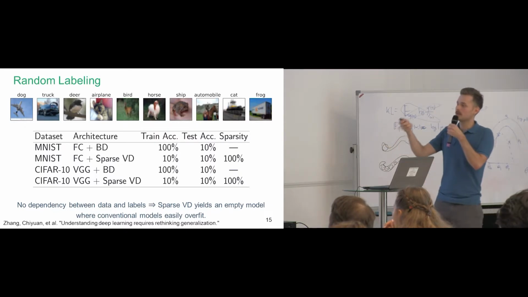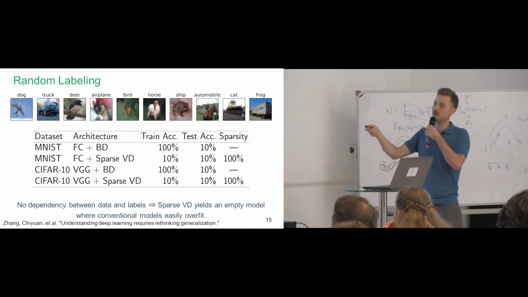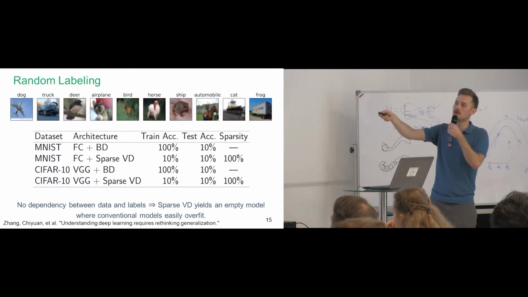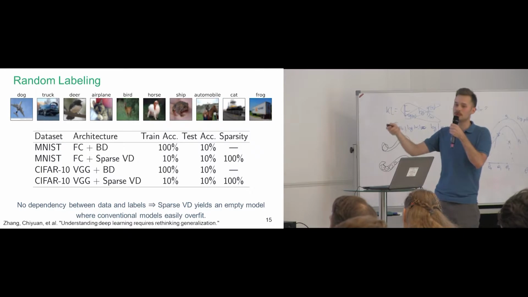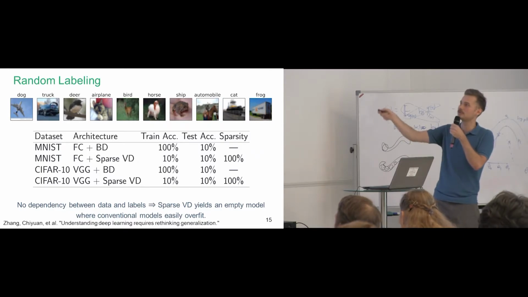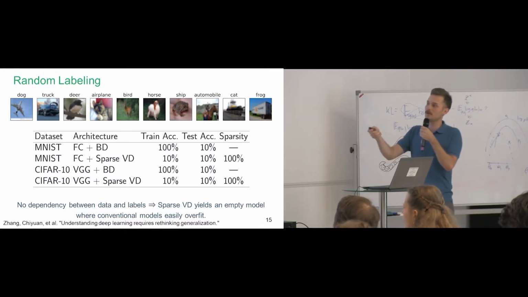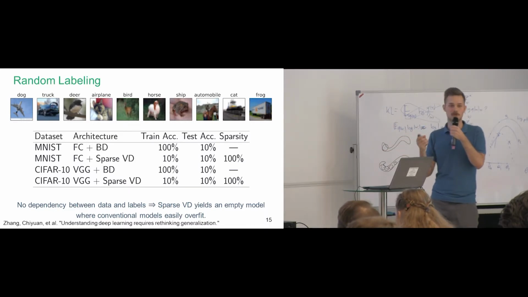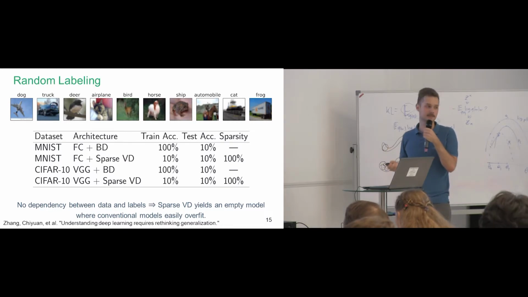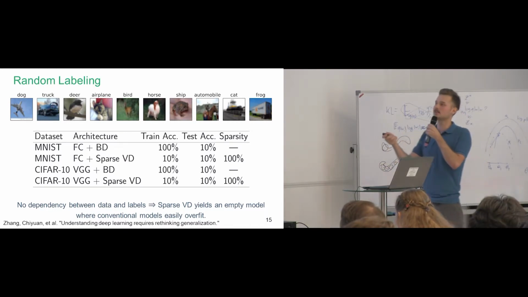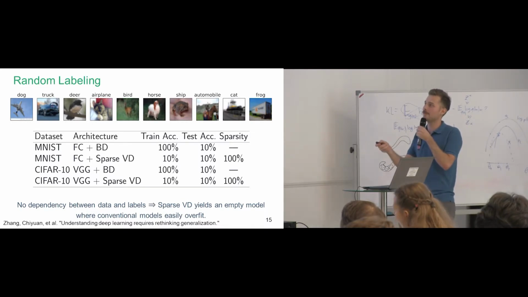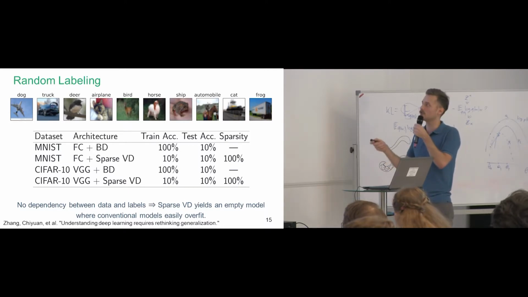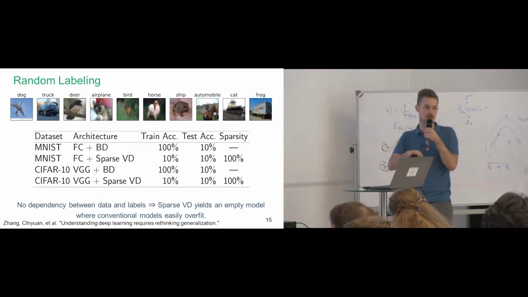And then they showed that even if we have binary dropout applied to our network, the tool for regularization that's supposed to prevent overfitting of our model, here we have severe overfitting. Even with binary dropout, we can still achieve perfect performance on a train set while having a random guess on a test set. But if we apply sparse variational dropout, we will have 10% random guess accuracy on the train set and 10% accuracy on the test set, and 100% sparsity, because sparse variational dropout just removes all the weights from the model.